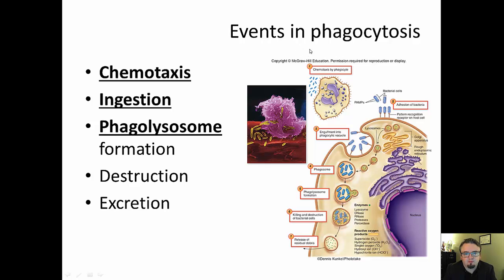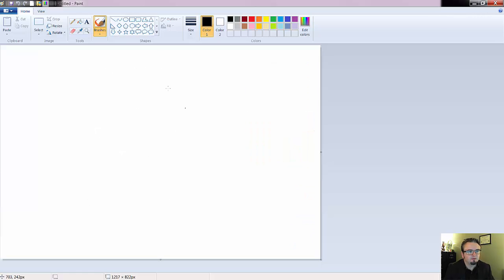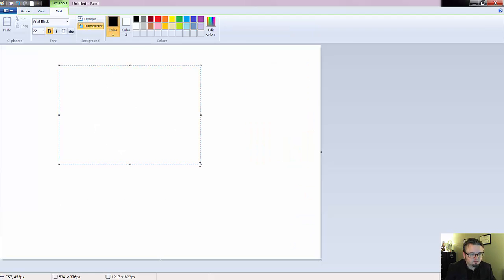Okay, so next I want to talk about some of the more specific events in phagocytosis. So we've talked about what that is, and now we're just going to talk about it in a little more detail here. So first of all, microbes are activated through what's called chemotaxis. And chemotaxis is defined as movement in response to chemical stimulus or stimuli, something to that effect.